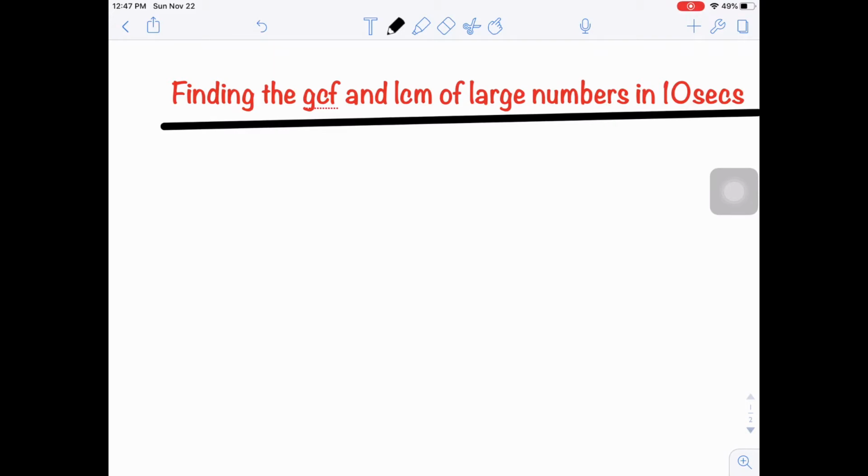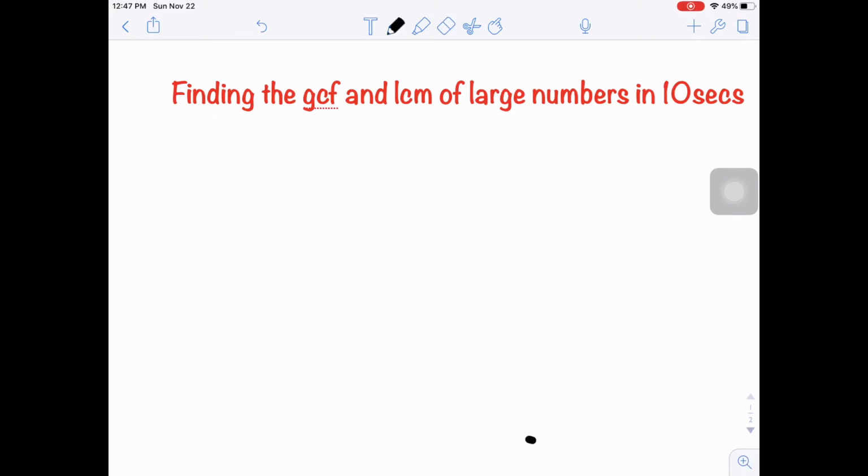Topic, and that is finding the GCF and LCM of large numbers in just about 10 seconds. Let's get right into it. Example number 1, 39 and 45.